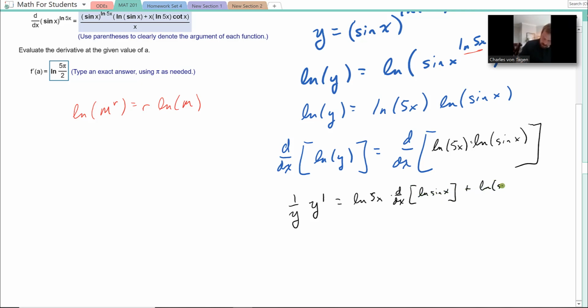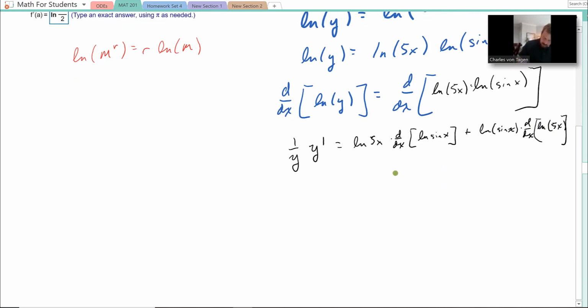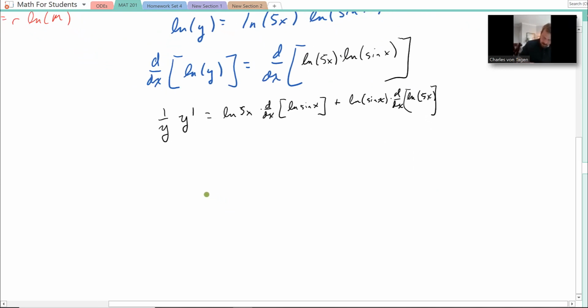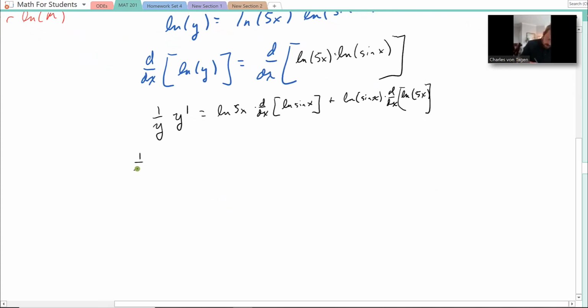Plus the second times the derivative of the first. Okay, let's flip this over a little bit. So we've got 1 over y times y prime is equal to the natural log of 5x times, what's the derivative of the natural log of x? Well, the derivative of the natural log of an expression is 1 over that expression. Then we multiply from the chain rule times the derivative of that expression.